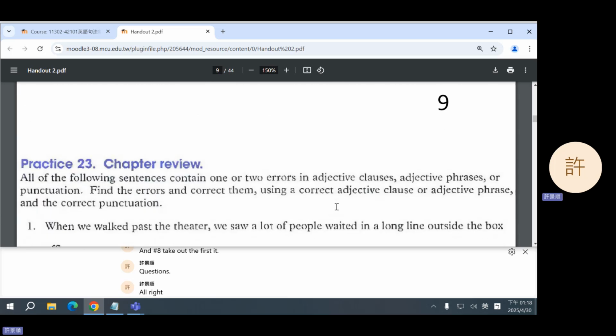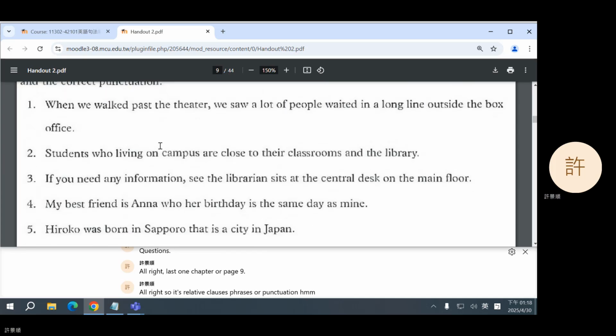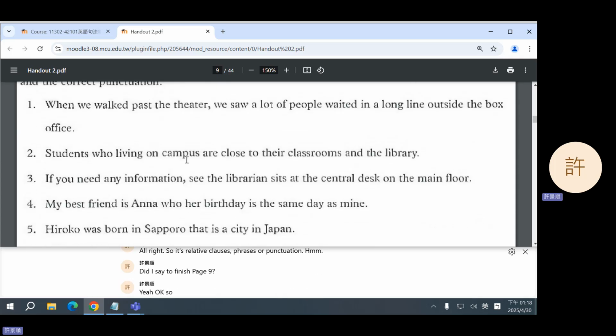All right, last one, chapter or page 9. All right, so it's relative clauses, phrases, or punctuation. Did I say to finish page 9? Yeah? Okay, so let's do this together. This should be waiting or who were waiting. Remember, if it is a relative pronoun plus a be verb, you can take both of them out. So the full answer is who were waiting, but you can also just say waiting.